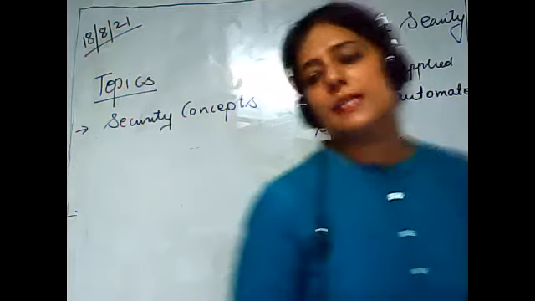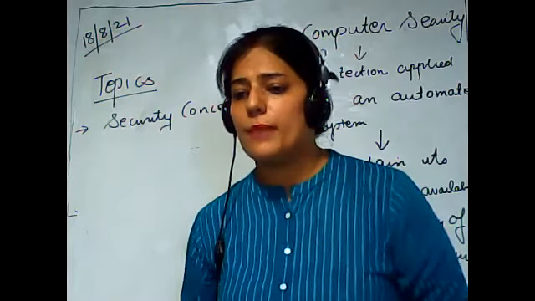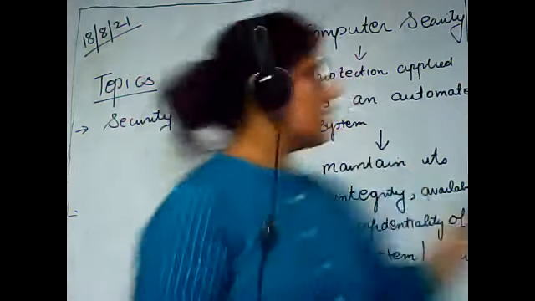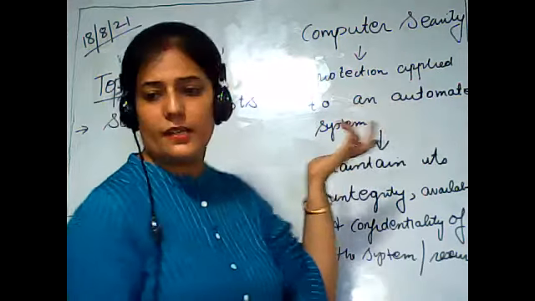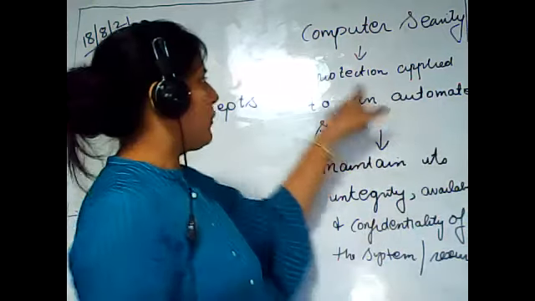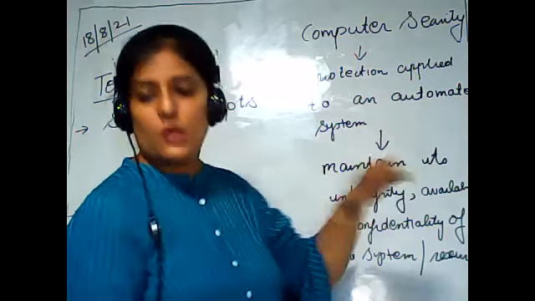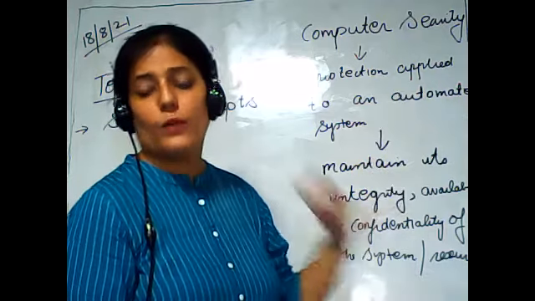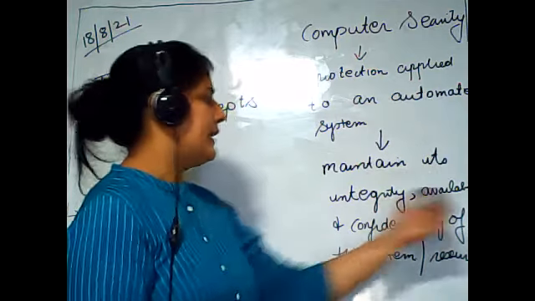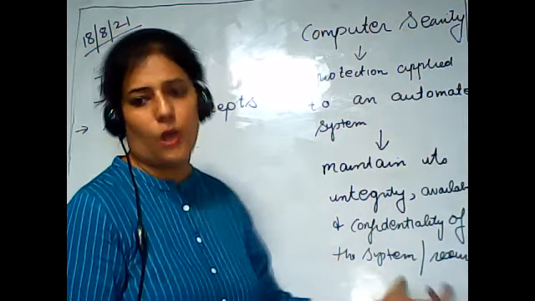Now, what things are present in computer security that we need to maintain? What information is present in the computer system? The computer system has different automated systems that we can utilize for any purpose. So we need to apply protection to an automated system. What we need to maintain in that computer system is integrity, availability, and confidentiality of that system or its resources.